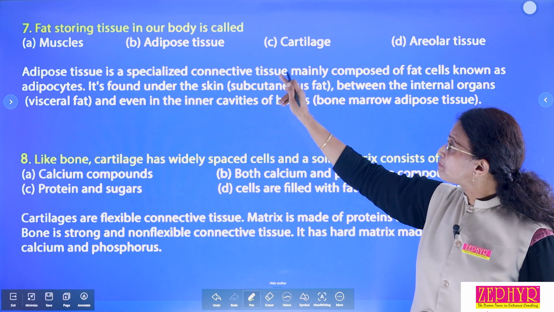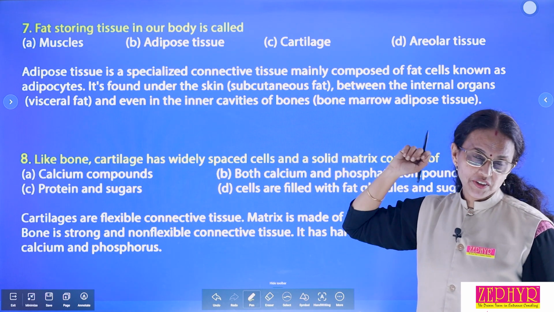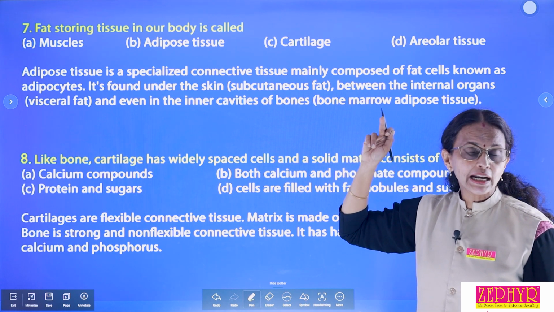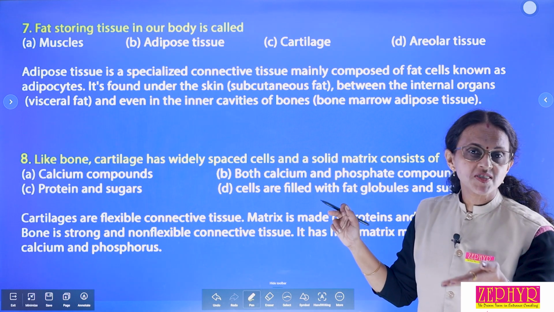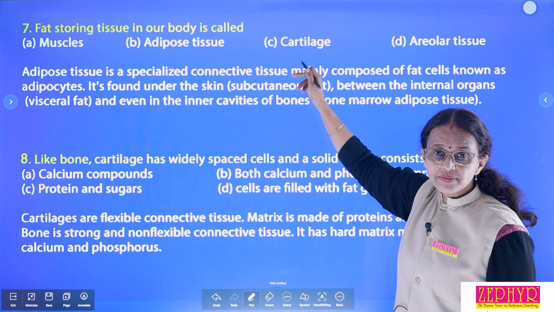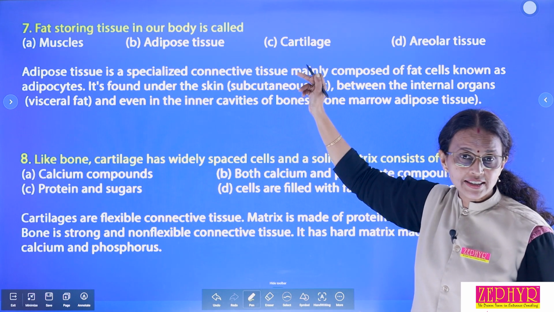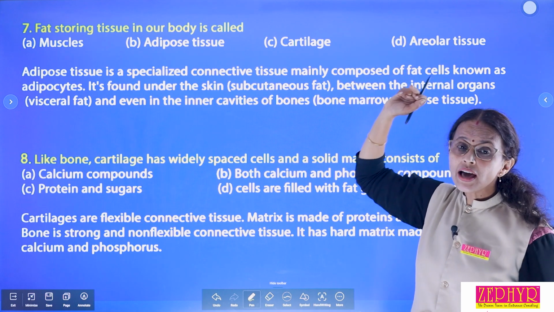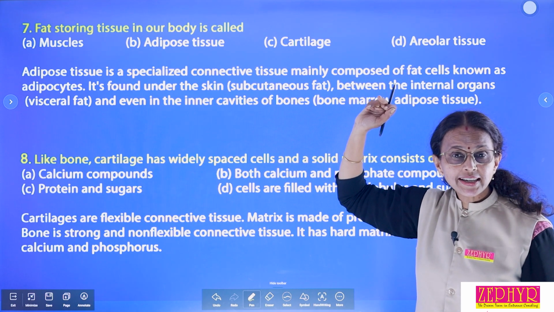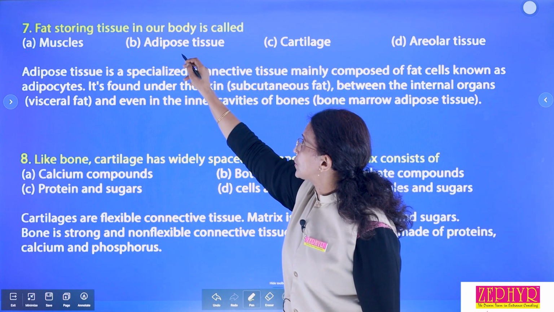Adipose tissue is a special connective tissue which is composed of fat cells. Fat storing cells are adipose tissue which is present below the skin. Okay. Then cartilage. Cartilage is also a specialized connective tissue, cartilage and bone. Then areolar tissue. Areolar tissue contains macrophages. Okay. The answer is adipose tissue.